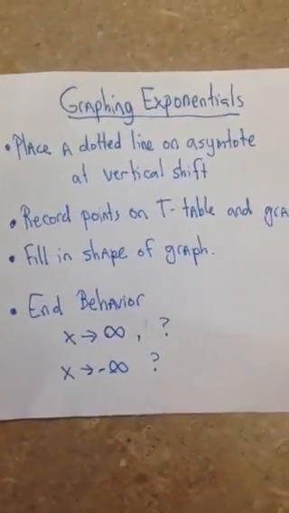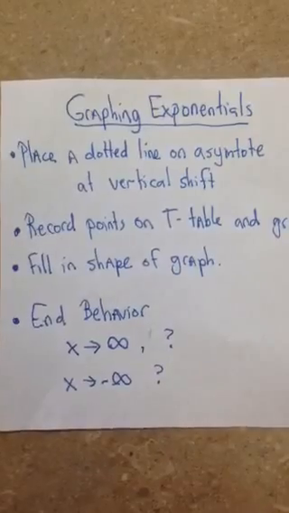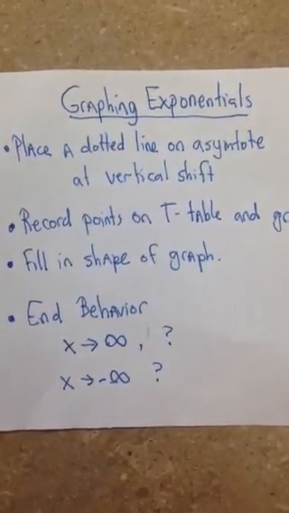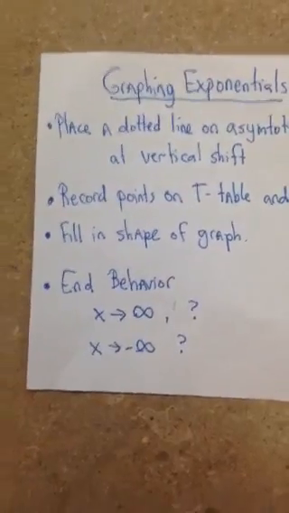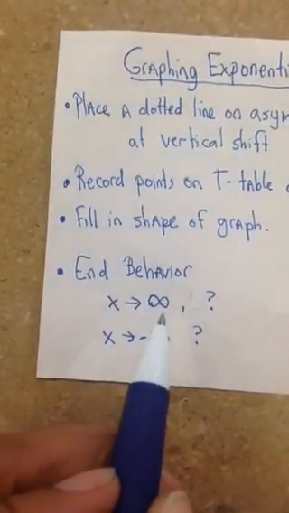Okay, great. So after we fill in the shape of the graph, I'd also like you for each of these to describe the end behavior. So what is the graph doing? What is the graph doing as x goes to infinity?